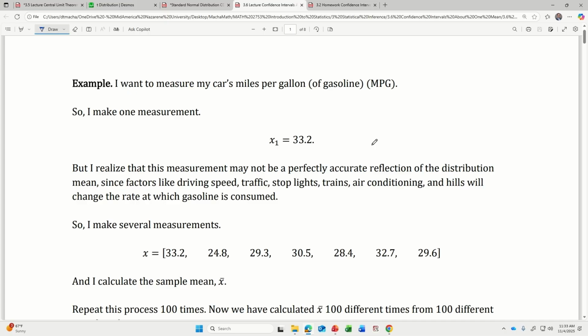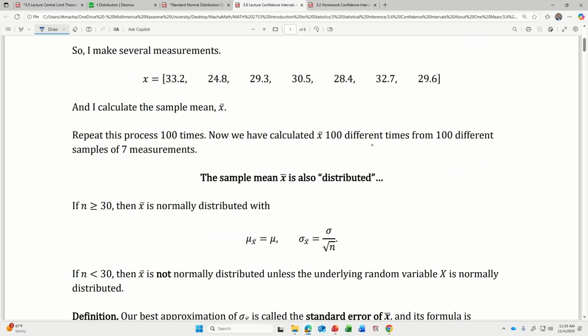So instead of just taking one measurement, I might take several measurements and then calculate the sample mean. So here's my sample of 7 different measurements. And if I were to repeat this process 100 times so that I have like 700 different measurements, and I'm constantly taking groups of 7 and calculating the mean, I would find out that I don't get the same sample mean every time. The sample mean is randomly distributed, it's a random variable. It also has a probability distribution.